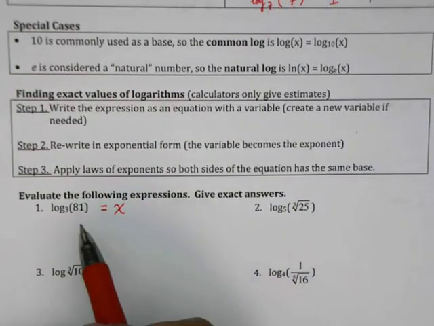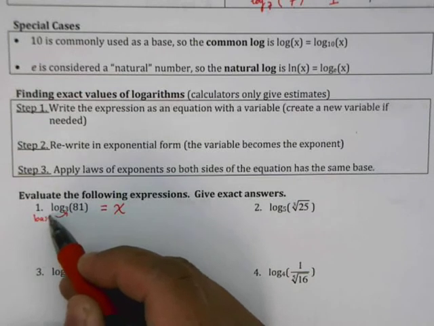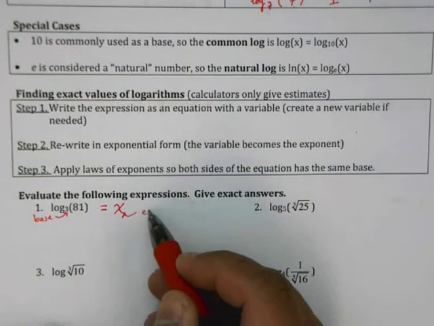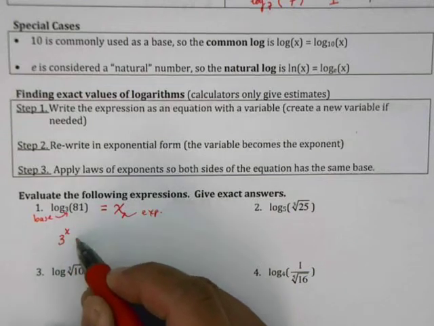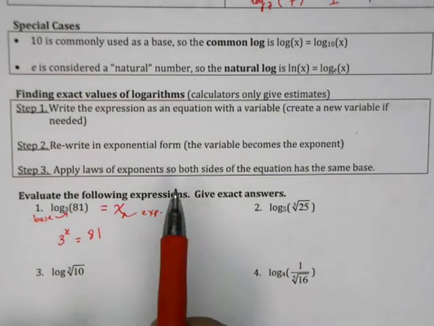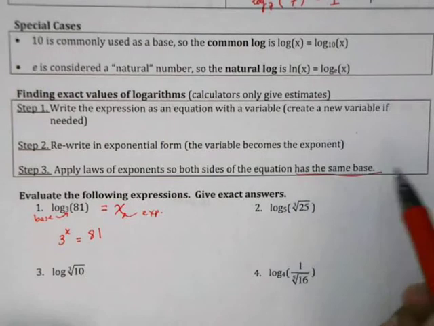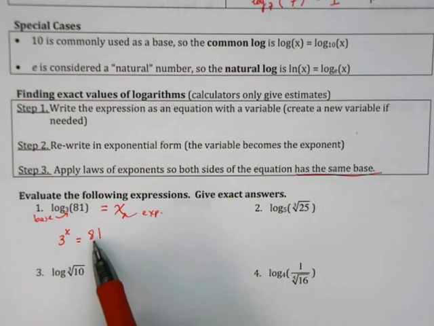So if I were to rewrite this in exponential form, remember that 3 here is the base, and this is the exponent. So this is rewritten as 3 to the x equals 81. And then finally, apply laws of exponents so both sides of the equation have the same base. Here you can see that 81 is bigger than 3, so I'm going to keep on factoring 81 until I get a base of 3.